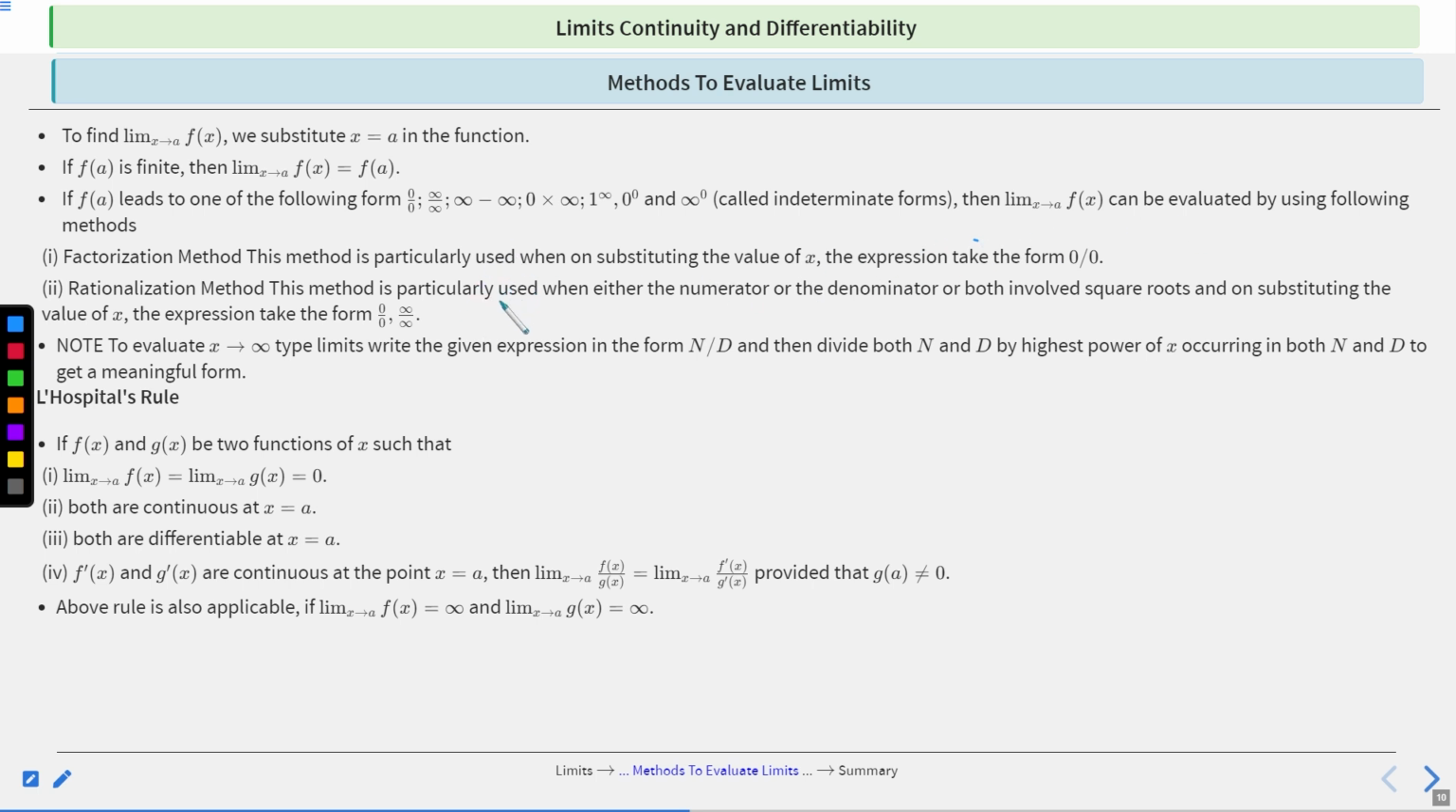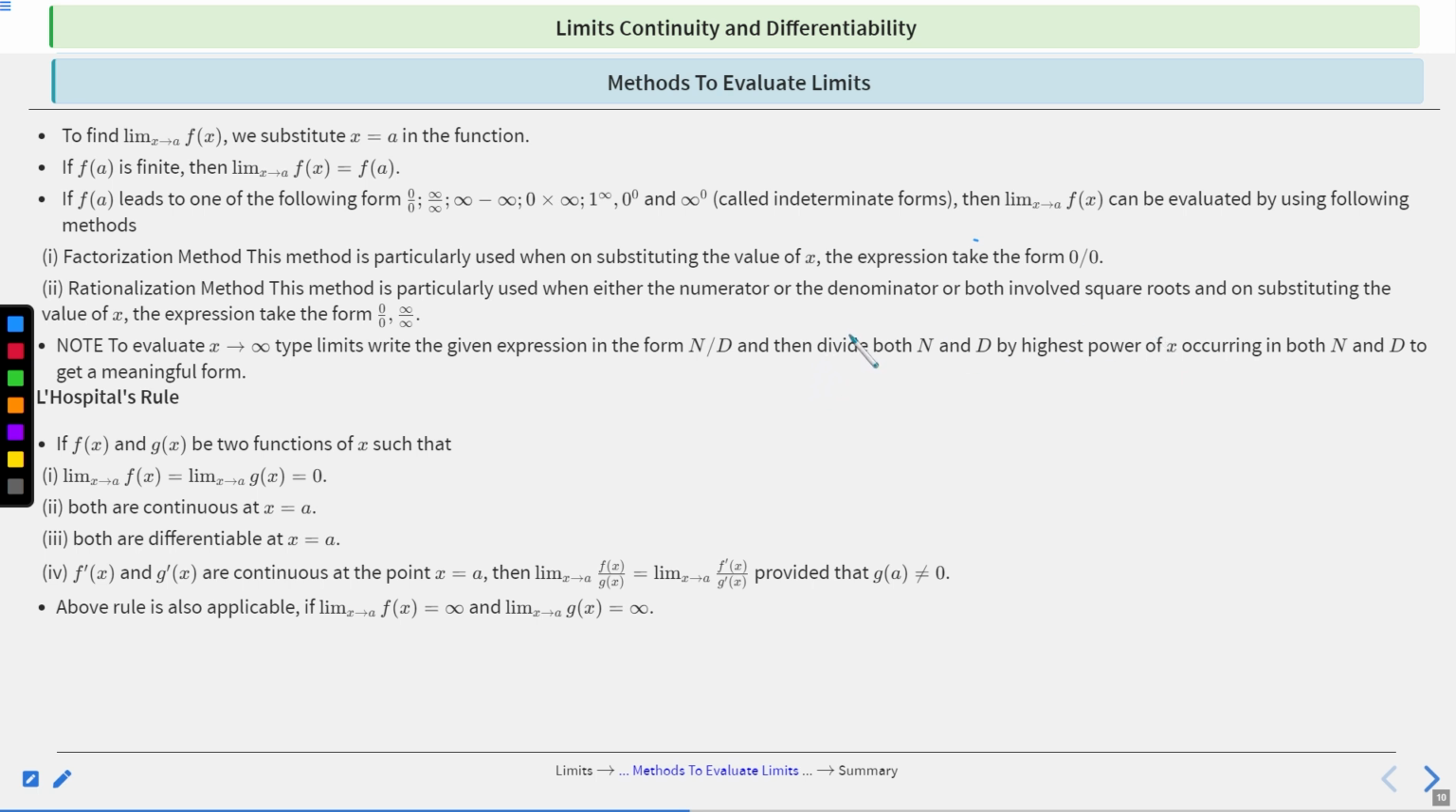First, factorization method. This method is particularly used when, on substituting the value of x, the expression takes the form of 0/0. Next one is rationalization method. This method is particularly used when either the numerator or the denominator or both involve square roots, and on substituting the value of x, the expression takes the form 0/0 or infinity/infinity, right? Note: to evaluate x tending to infinity type limits, write the given expression in the form of numerator upon denominator and divide both numerator and denominator by the highest power of x occurring in both, to get a meaningful form.